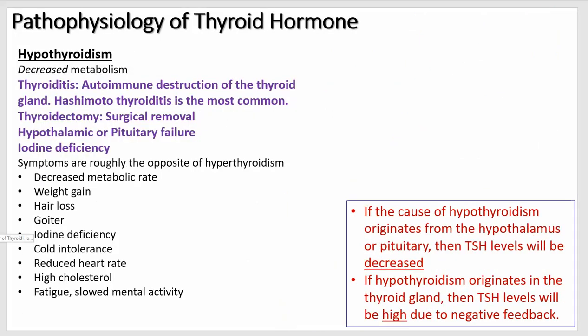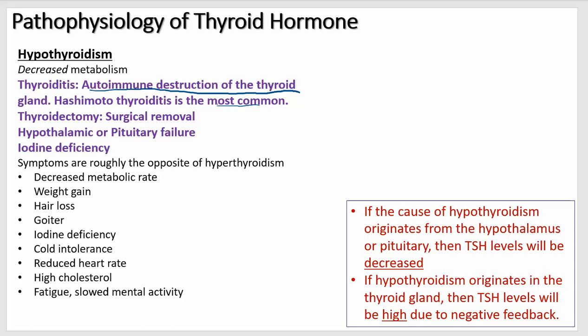All right, so pathophysiology, okay, so hypothyroidism. So we're moving from hyper to hypo. So obviously this is going to be decreased metabolism. Okay, so let's look at some of the causes of this. So thyroiditis, that's an autoimmune, again autoimmune, but this time it's doing what we expect, which is destroying the thyroid gland. It's not better, but yeah. So thyroiditis, destruction of the thyroid gland. Hashimoto thyroiditis is the most common of those.